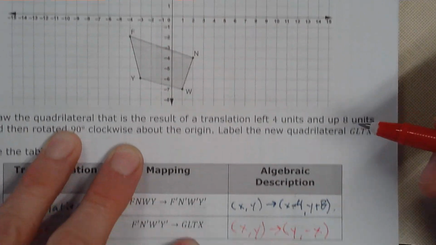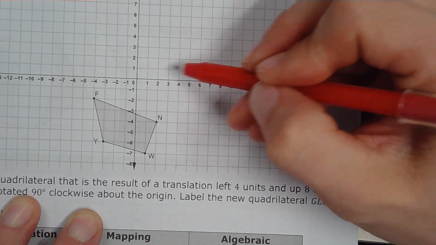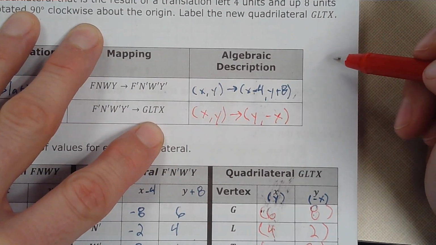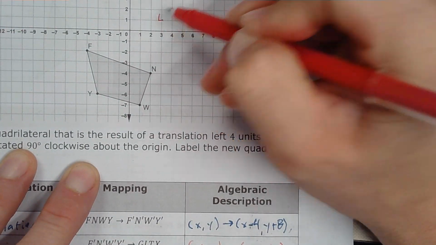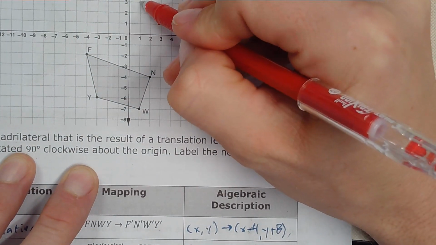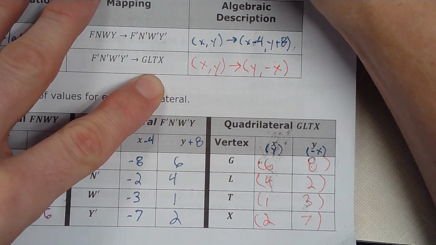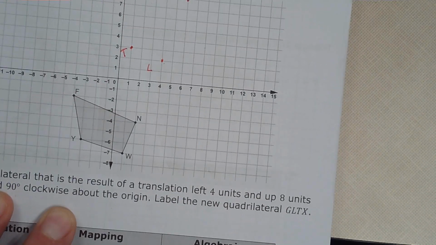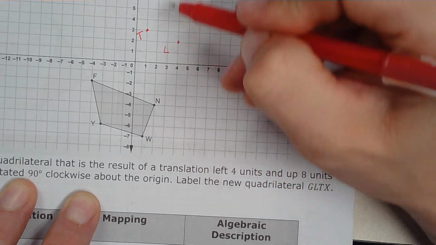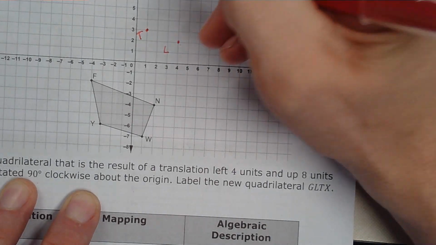Okay, and then I'm going to plot 4, 2. So I'll plot 4, 1, 2, 3, 4, 2. And that will be L. And then I'm going to plot T, which is 1, 3. T is 1, 3. All right, and then that's T. And then I'll plot X, which is 2, 7. All right, and that is X.